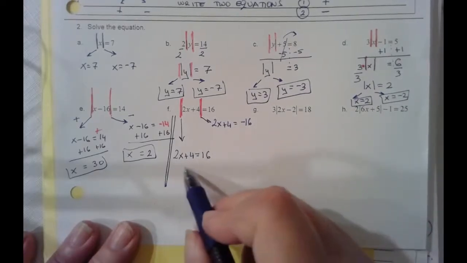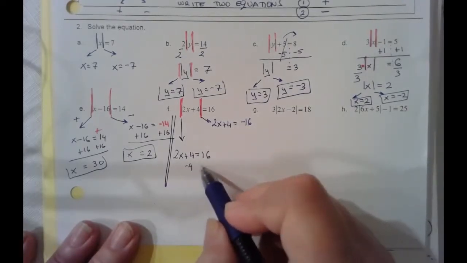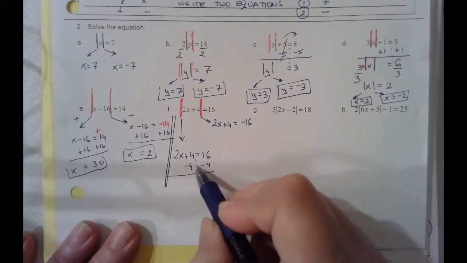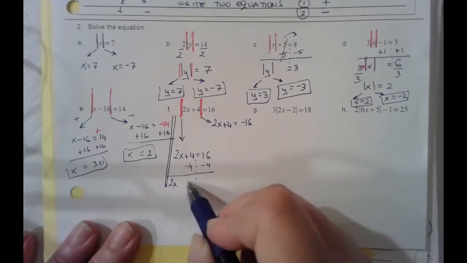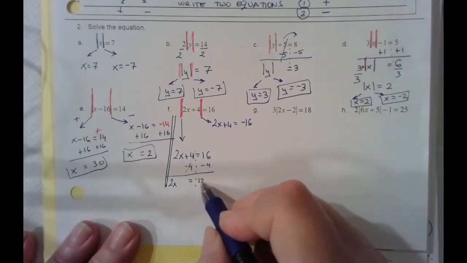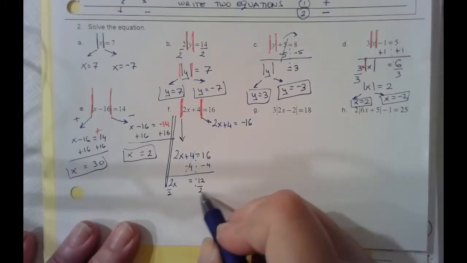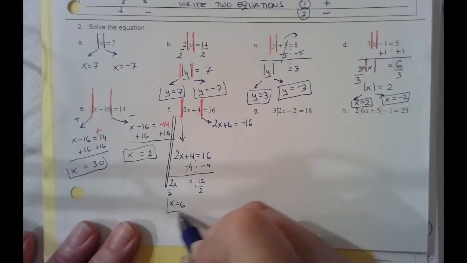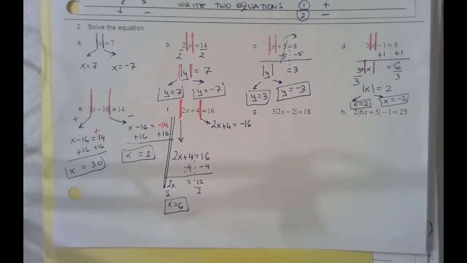So in this example, first we need to subtract 4 from both sides. And you have 2x equals 2. These cancel. So 16 minus 4 is positive 12. Dividing by 2, my first solution is x is equal to positive 6.